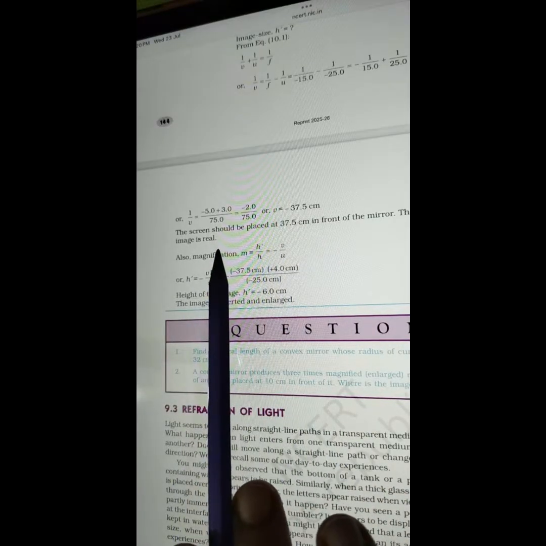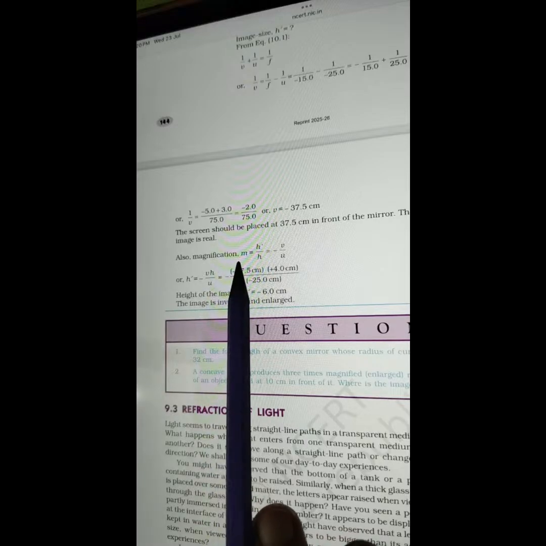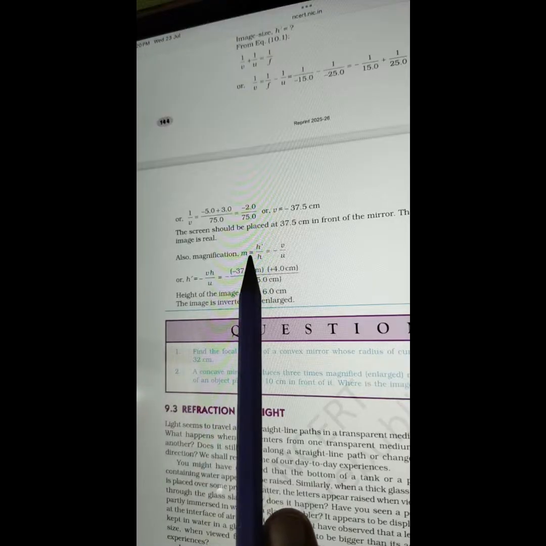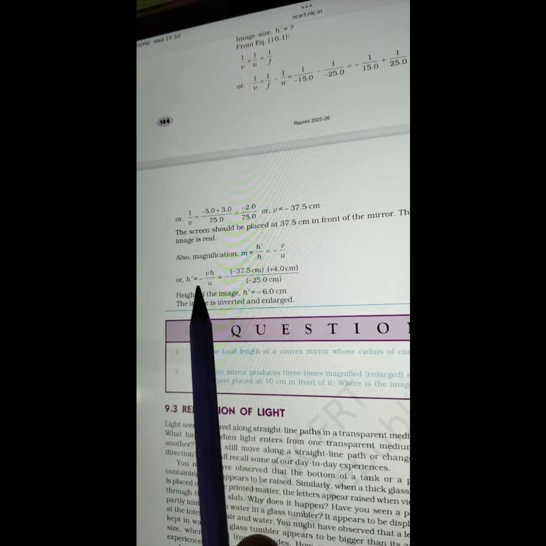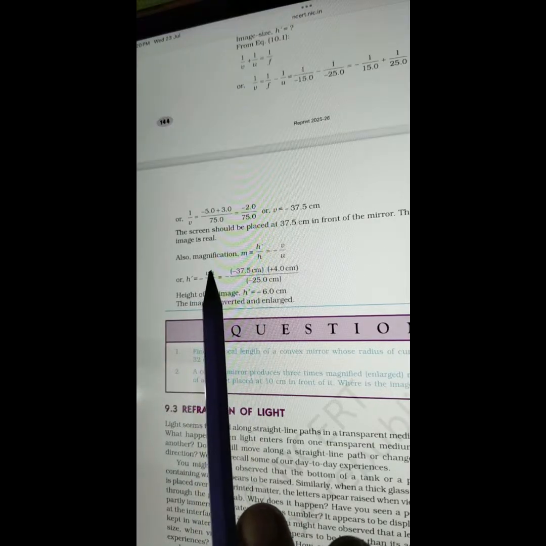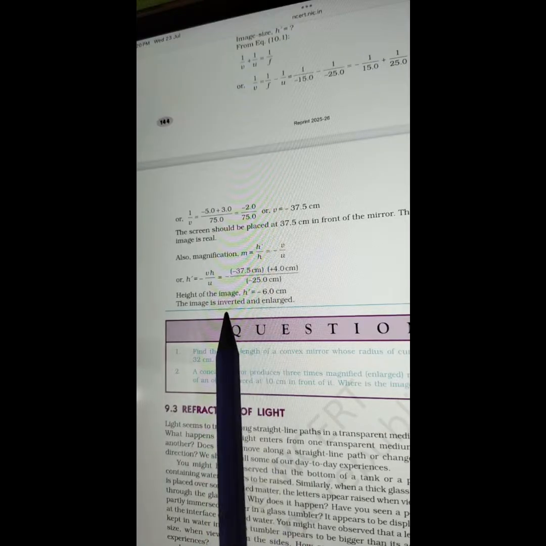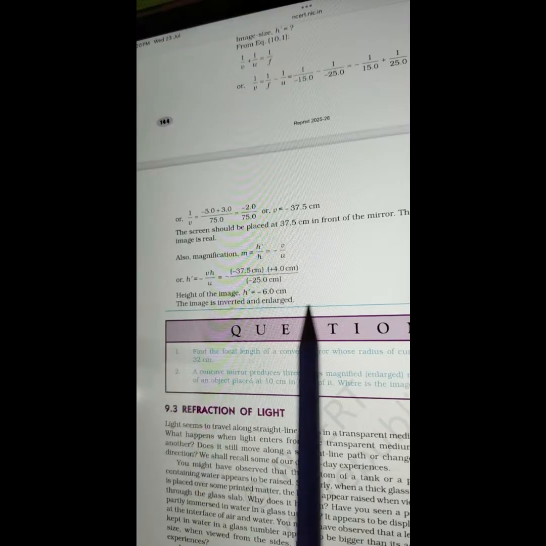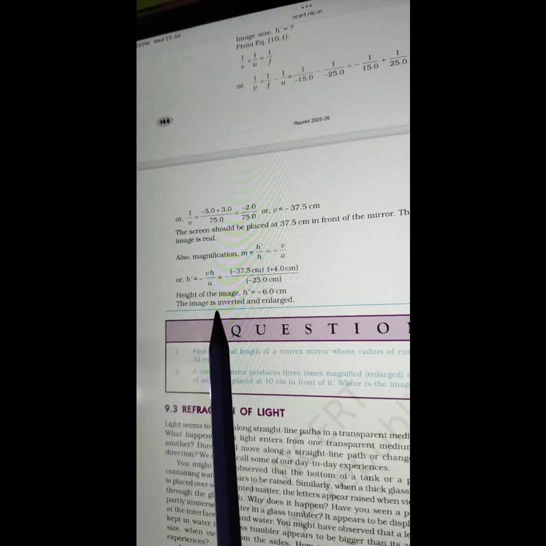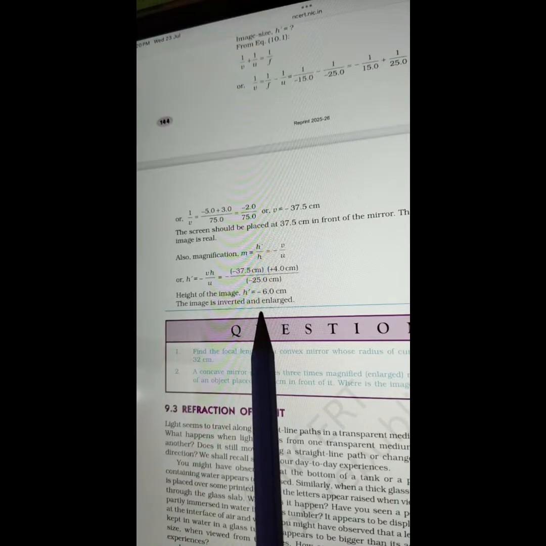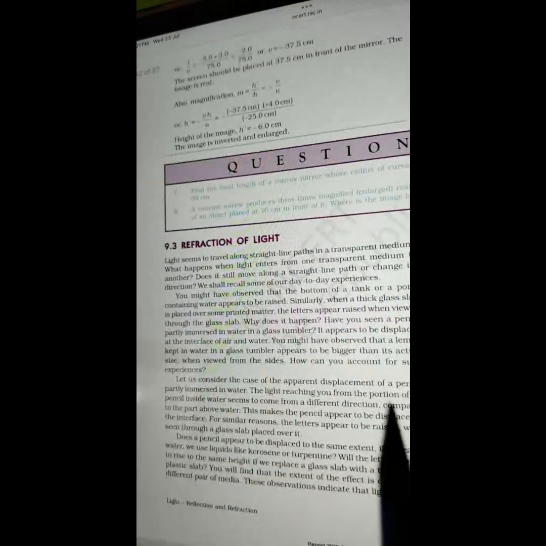For magnification, we already have the formula m is equals to h dash upon h. We need to calculate h dash, so it will be calculated with this m h, and for m we will be substituting it with minus v by u. So after placing the values, the height will be calculated as minus 6 centimeters. So because it is beneath the principal axis, the image is going to be inverted, and the size is bigger. That is why it is going to be enlarged.